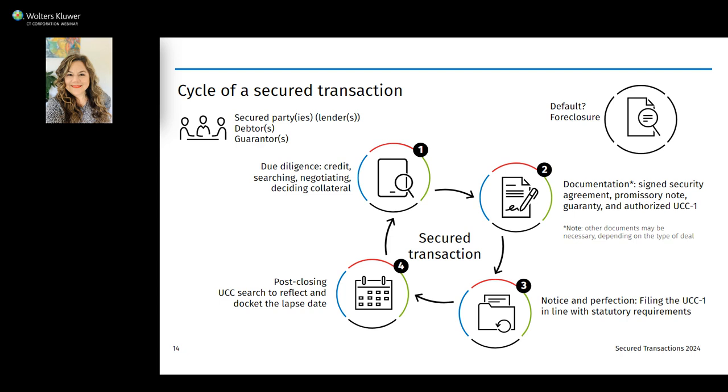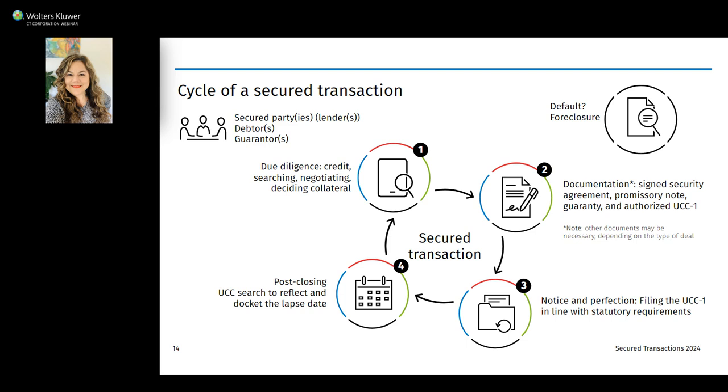The next stage is the documentation stage. What does that mean? Well, in most secured transactions, you're going to see what's called a security agreement. And you will have to have certain provisions contained in it. There are lots of forms out there. I would imagine if you work for a law firm, there are standard provisions. But again, remember, variations in states. And that's something you'll have to open the statute and figure out.